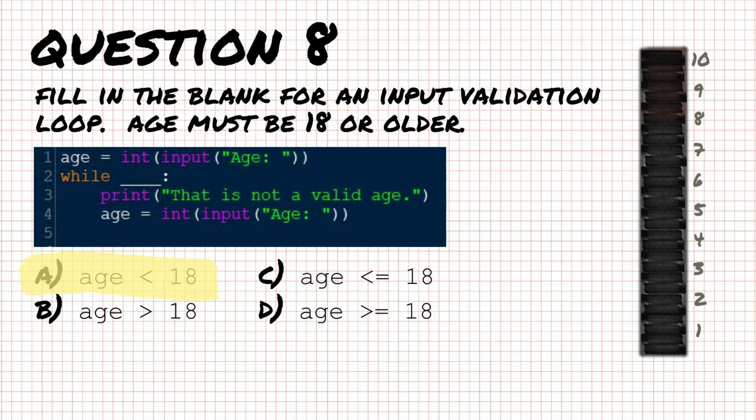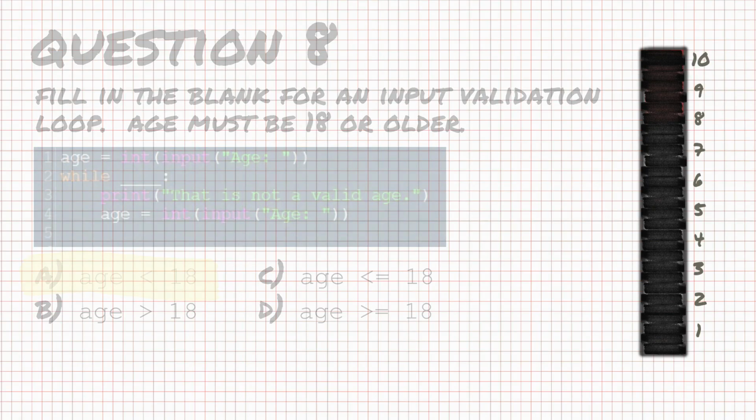The answer is A, age < 18. We enter an input validation loop when we have bad input. Age >= 18 is the expression that will be true when the input is good. So its complement, age < 18, will be true when input is bad.